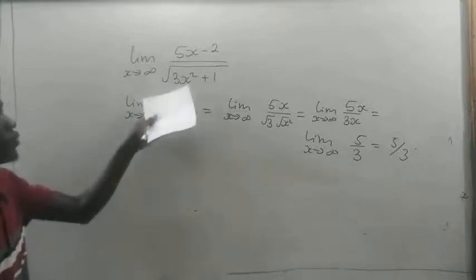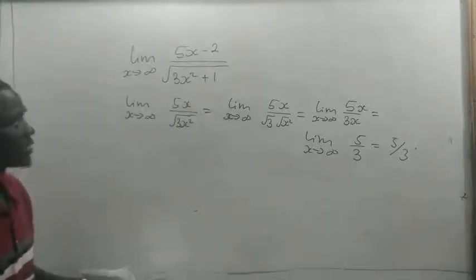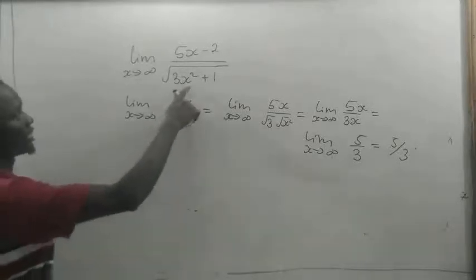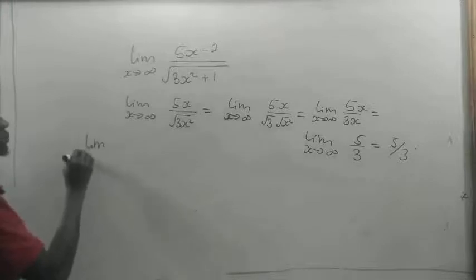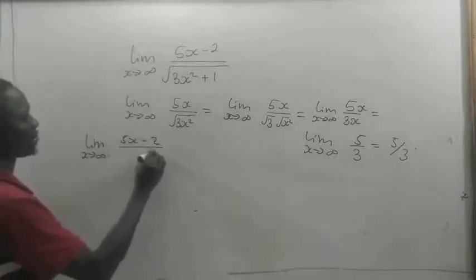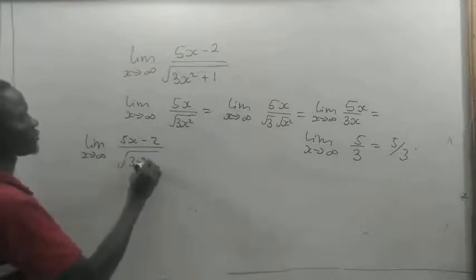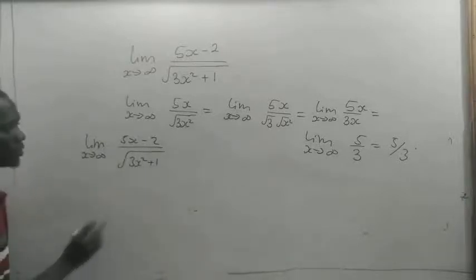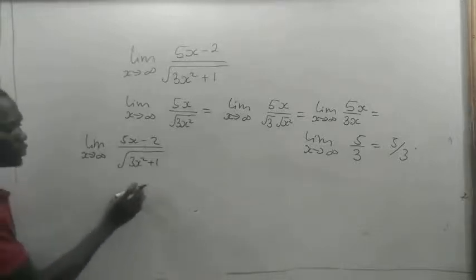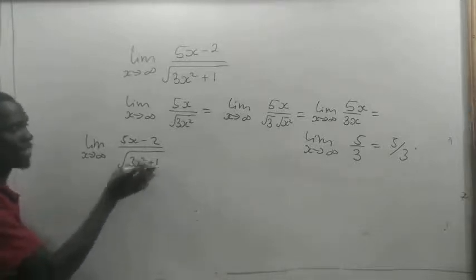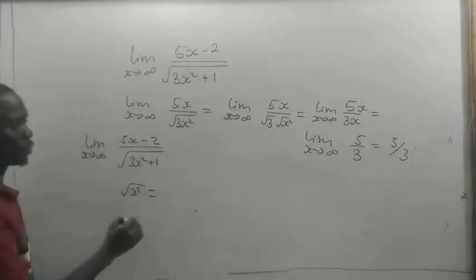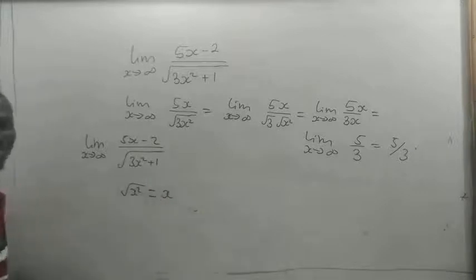Here, what we did was, if you want to go to the former approach, you see that here we have the limit as x approaches infinity of 5x minus 2 divided by the square root of 3x squared plus 1. If you consider this one, the highest power is x squared. So how do we remove x squared from the square root and bring it to the top? x squared is under the square root, so if I want to remove it, I'll get x.